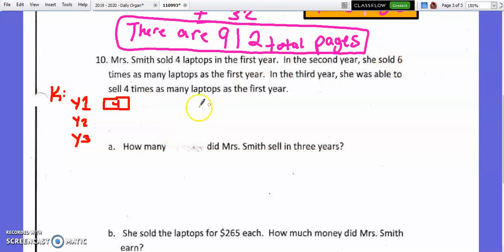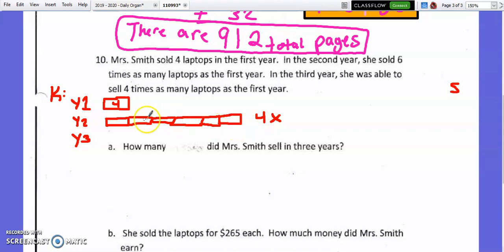In the second year, she sold 6 times as many, which means my base bar of 4 now actually extends to 6. 1, 2, 3, 4, 5, 6. In each bar, there would be the number 4, which means my number sentence to solve for how many she sold in year 2 would be the total amount in each group, which is 4, and how many total groups. And the way you determine the total number of groups is by counting the boxes. I have 1, 2, 3, 4, 5, 6. So to determine how many she sold in year 2, it's 4 times 6.